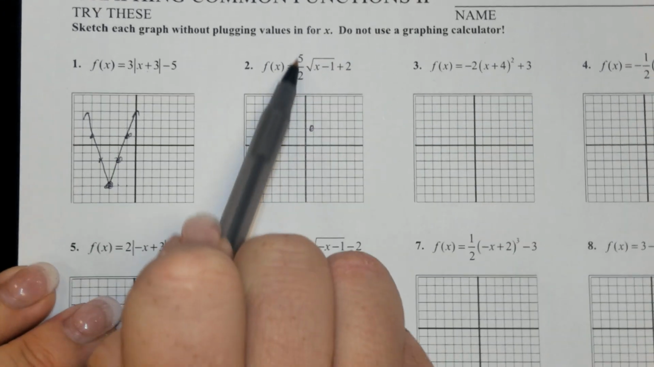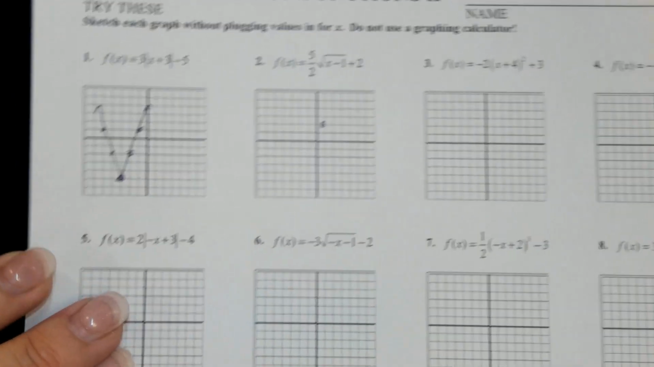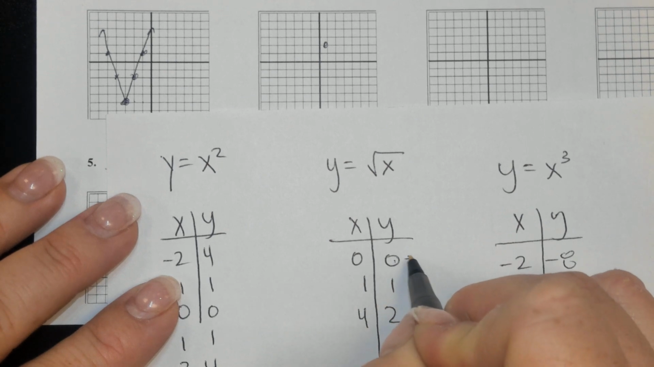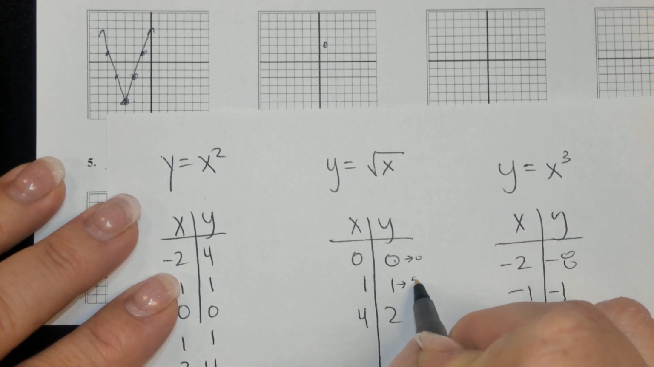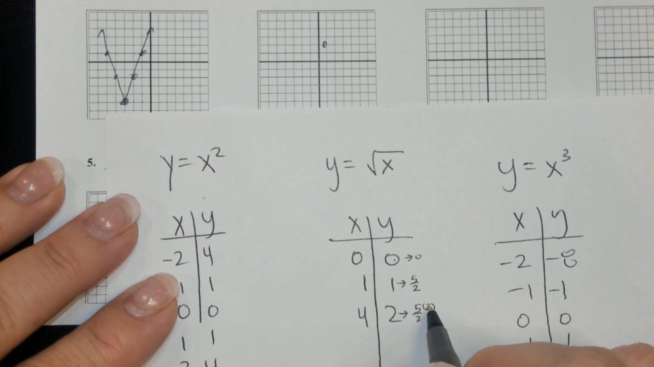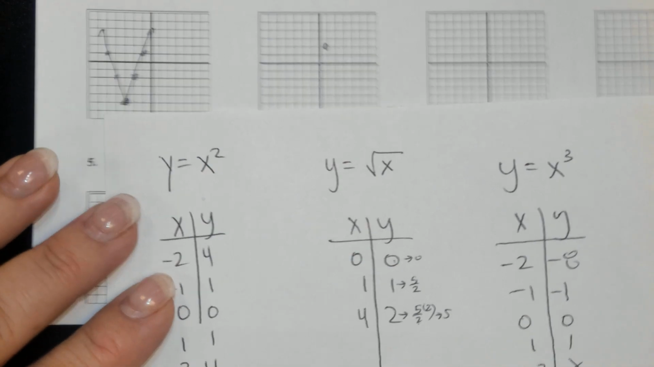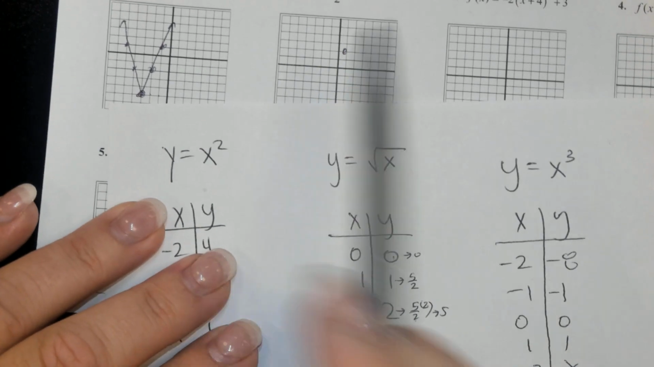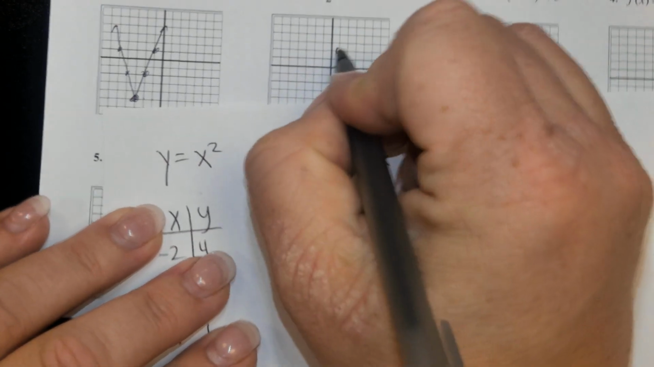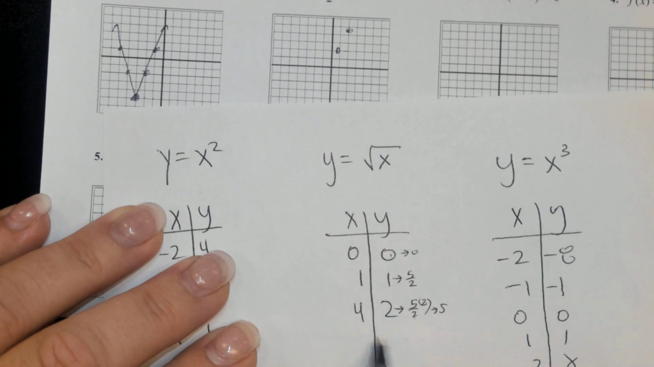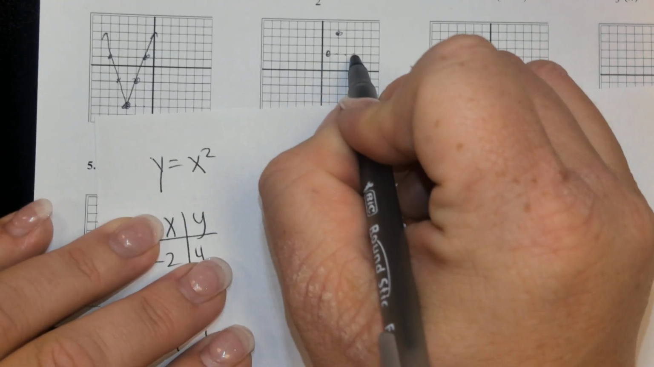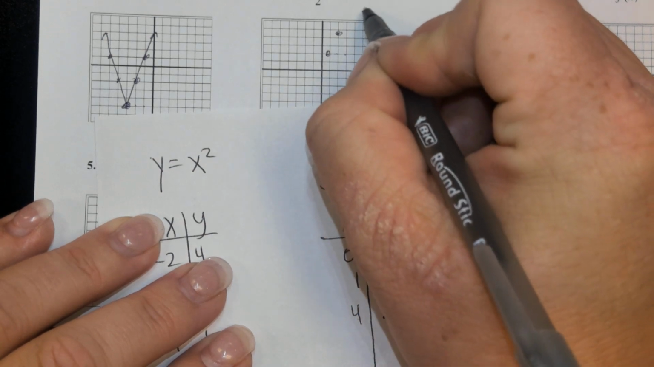Now because the number is right out front, I need to take the y's times 5 halves. If I take 0 times any number, I still end up with 0. 1 times 5 halves is 5 halves. 2 times 5 halves is 10 over 2, which is the same as 5. So this is the point 0, 0. I'm going to move 1 to the right, and by the way, half of 5 is 2.5. So 1 to the right and up 2.5. 4 to the right from this point and up 5: 1, 2, 3, 4, and up 5.